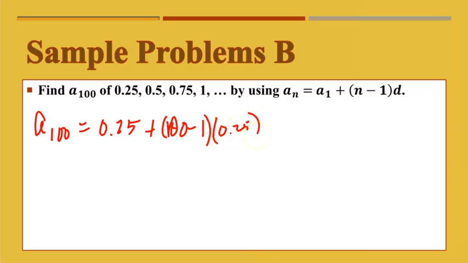So we have 99 times 0.25, and then we're going to be adding 0.25 to that. And that gives us 25. So the 100th term of this sequence would be 25.